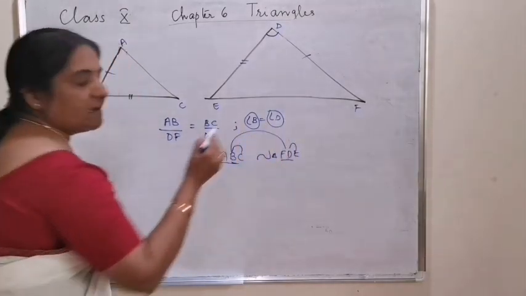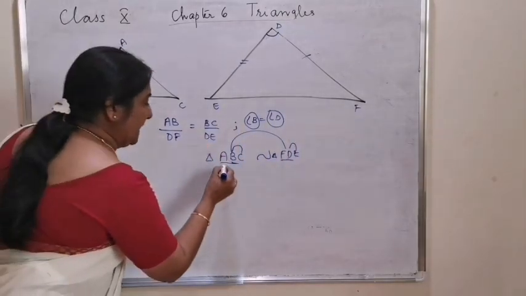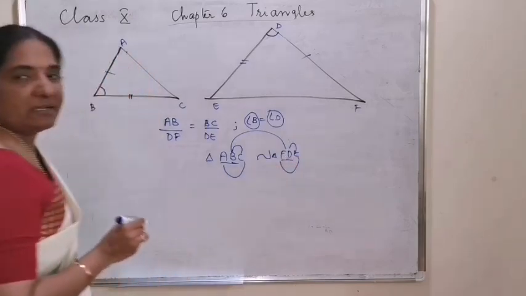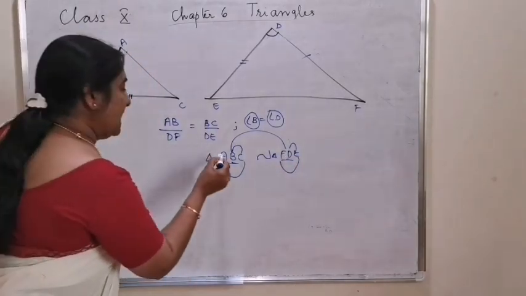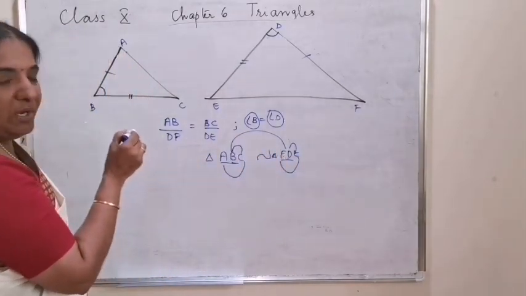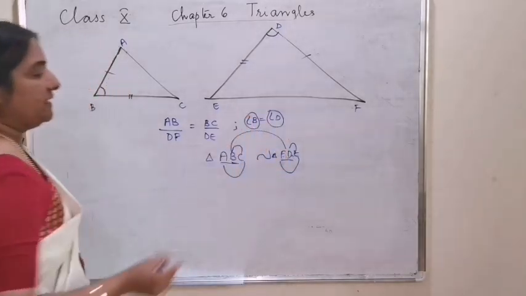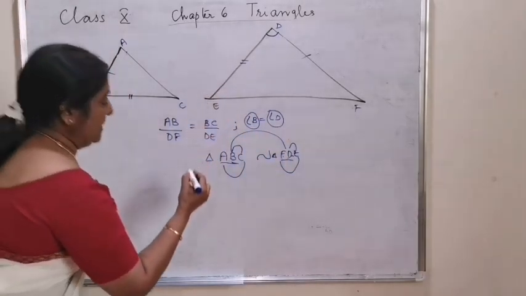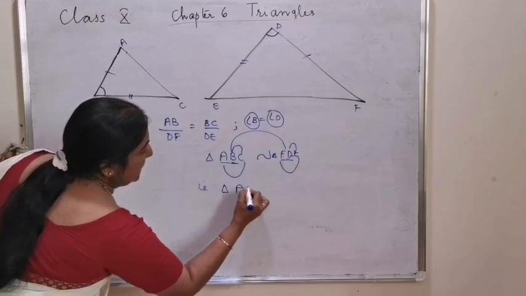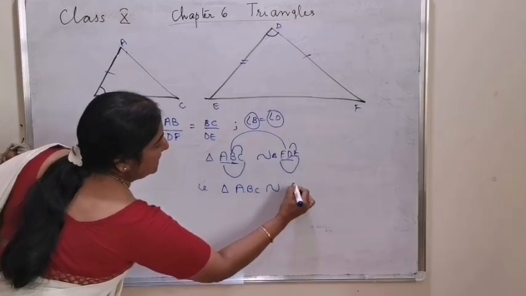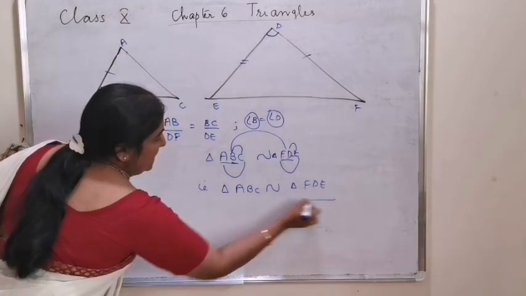BC and DE are corresponding, so automatically AC and FE will correspond. The angles A and F are equal, B and D are equal, C and E are equal. That is, triangle ABC is similar to triangle FDE.